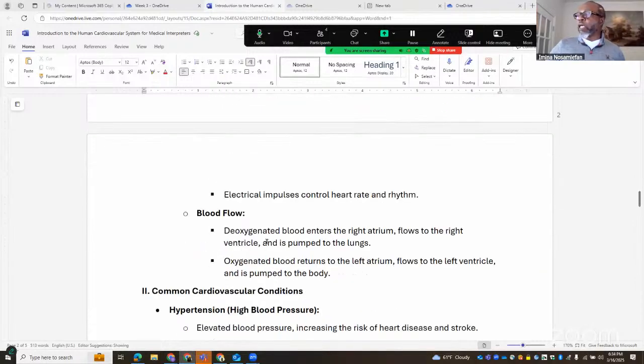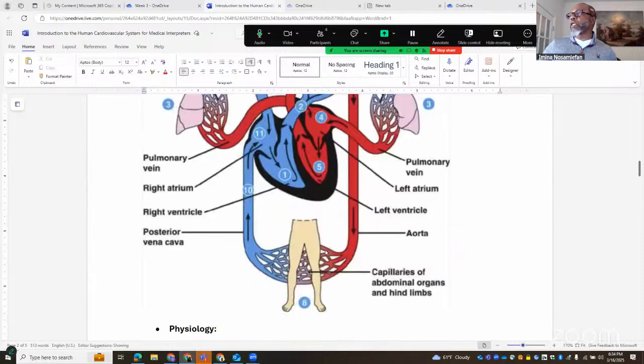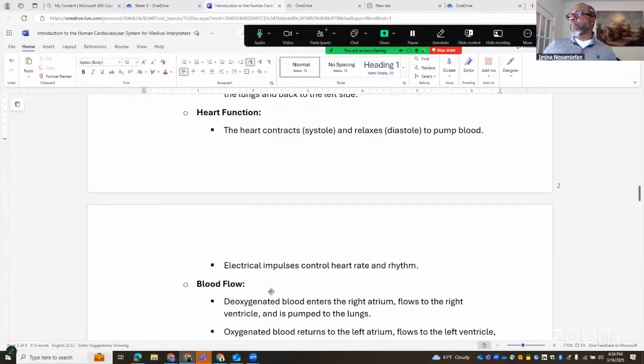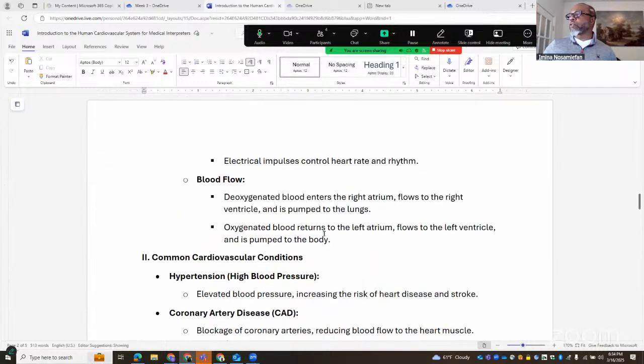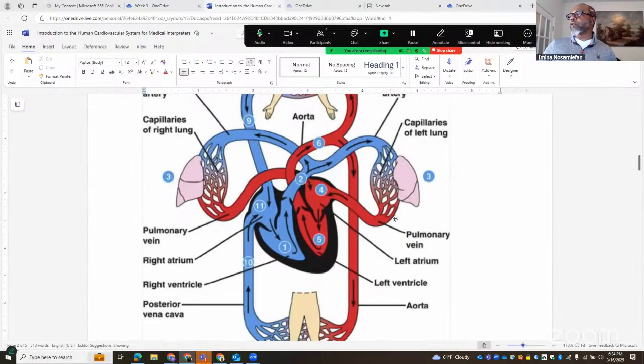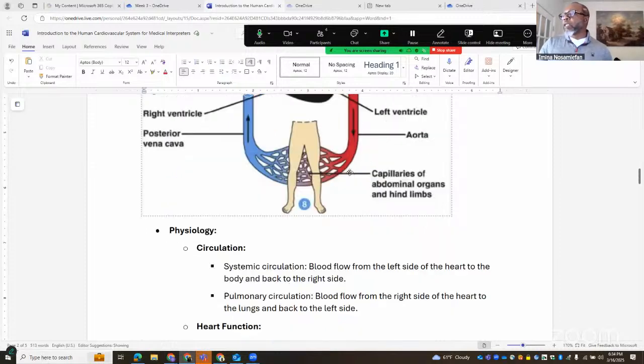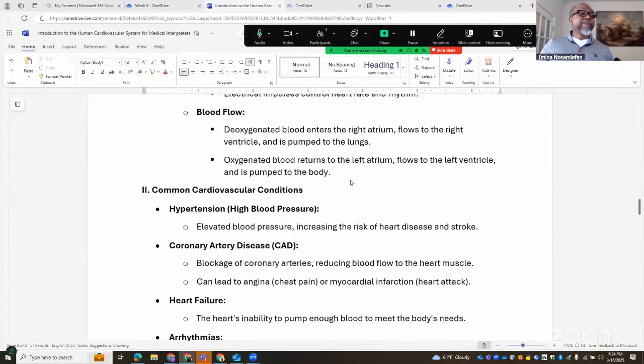All right. Again, we talked about the blood flow through the heart. Deoxygenated blood enters the right atrium, flows to the right ventricle, and is pumped to the lungs. We saw it here. Deoxygenated blood enters the right atrium, into the right ventricle, pumped into the lungs. Okay. And oxygenated blood returns to the left atrium, flows to the left ventricle, and is pumped to the body. Okay, so oxygenated blood, left atrium, left ventricle, to the body. All right. So that's the way that works.